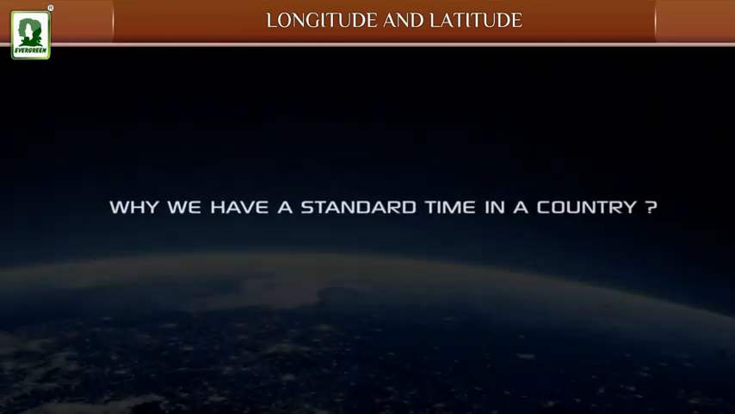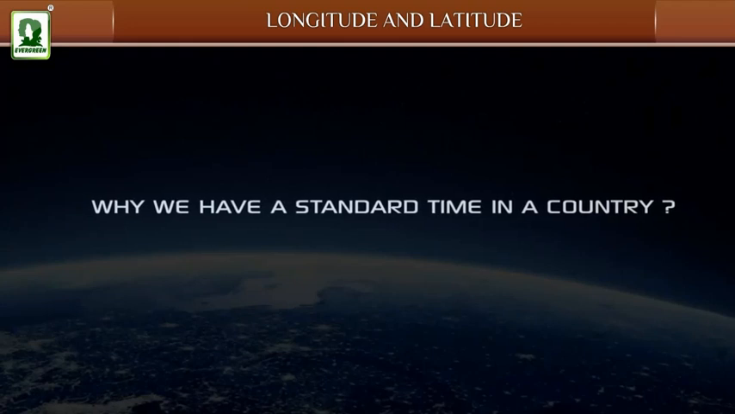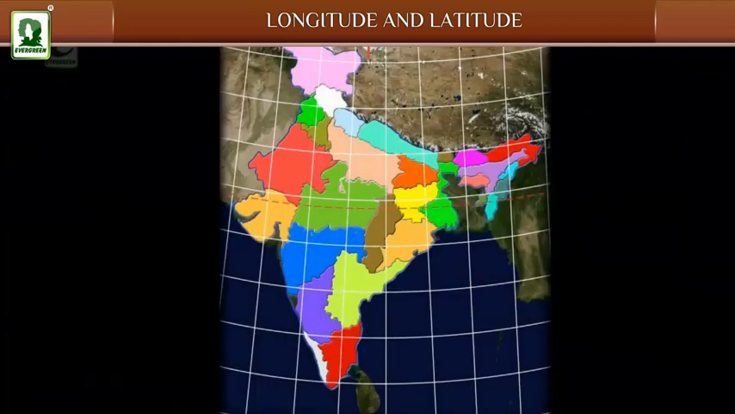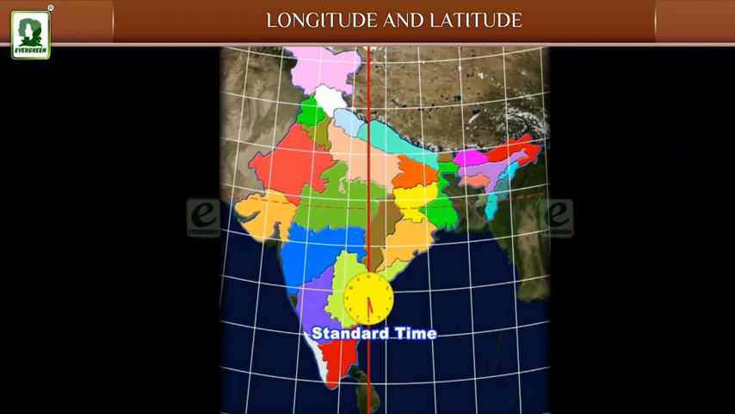Why do we have a standard time in a country? If each meridian that passes through a country follows its own local time, it will create a lot of confusion. To avoid this confusion, countries have their own standard time. The middle longitude of a country is taken as the standard meridian and the local time of that meridian is fixed as the standard time for the whole country.